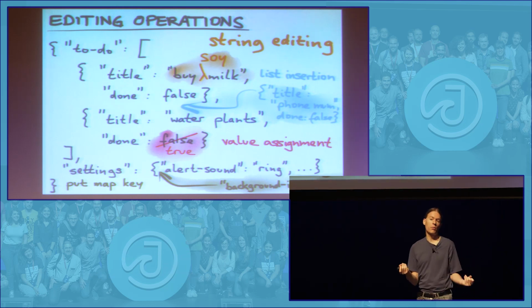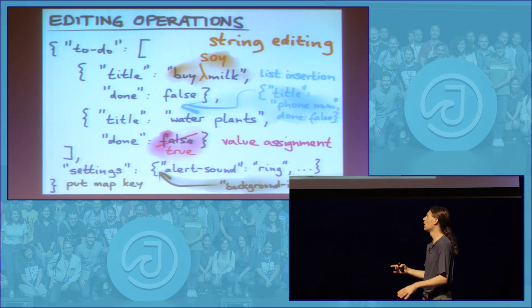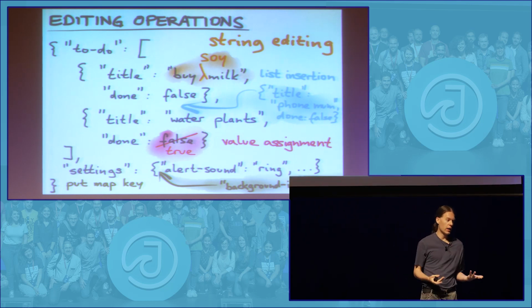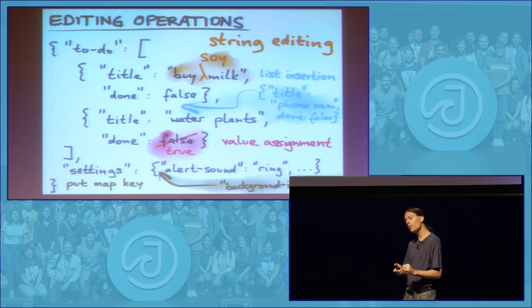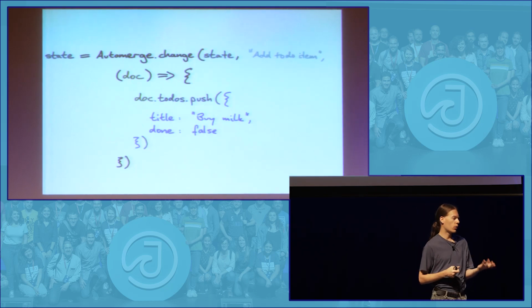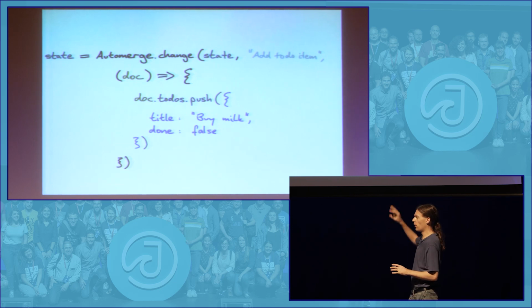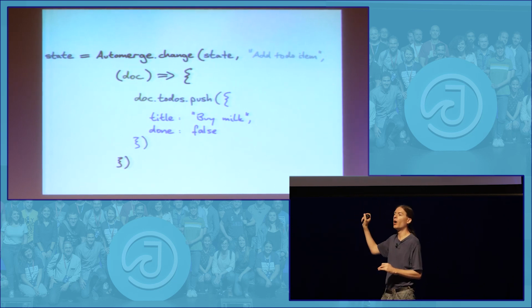Of course, they might delete items from the list or delete items from the mappings. And so these are all the different kinds of operations that change the data, and we want to capture those. And so concretely, in terms of the code, it looks like this. This is JavaScript here, using the Automerge API.